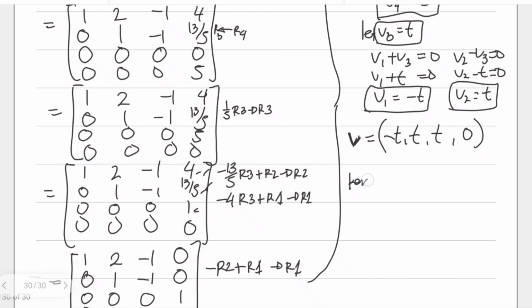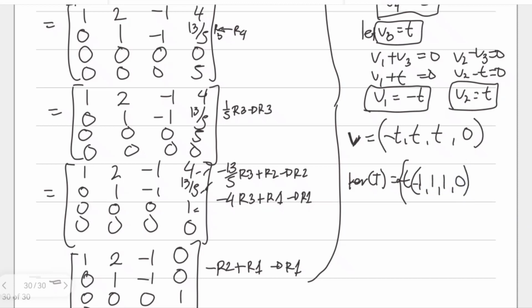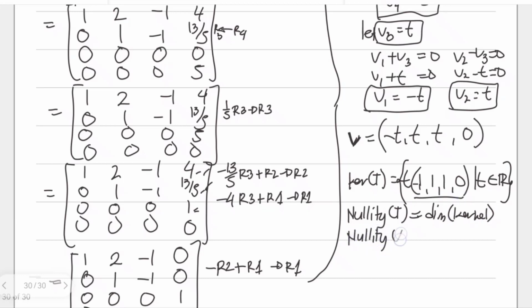In short, our kernel of T is a matrix containing that. As we factor out t here, we have negative 1, 1, 1, 0, such that t is an element of R. This is our kernel of T. And the nullity of T is the dimension of the basis of your kernel. Okay, the basis will only contain this, so the nullity here is equal to 1. Okay, the nullity is 1. This is our kernel. The basis is actually just this here, a set containing this vector here.